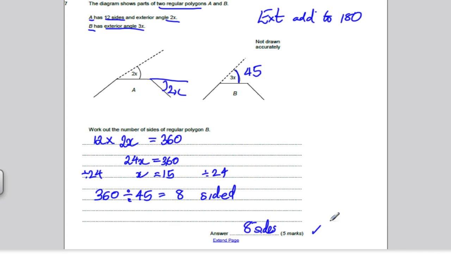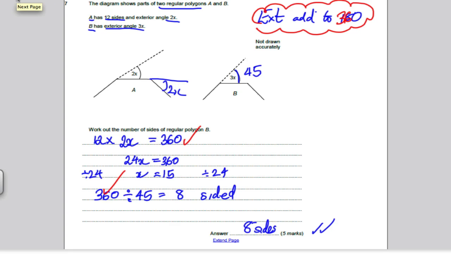And that's 5 easy marks there if you just keep your wits about you and you know your rule that exterior angles of a polygon add to 360. I made a mistake there, sorry. Add to 360, but I used the right formula later on. The exterior angles of a polygon add to 360. Next question, pause the video, have a go, mark your work.